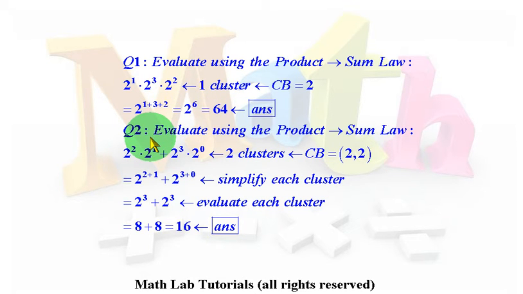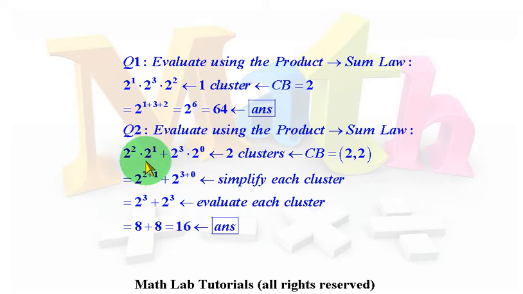Let's look at Q2. Again, we're going to be using the product sum law. If we look at this question carefully, we identify 2 clusters this time. The separator is the plus sign. In the first cluster, the common base is 2. Second cluster, the common base is also 2. What we do is identify the common bases for each cluster. It's 2 and 2. And we use the product sum law for each cluster. You can't use the product sum law between clusters, only within a cluster.